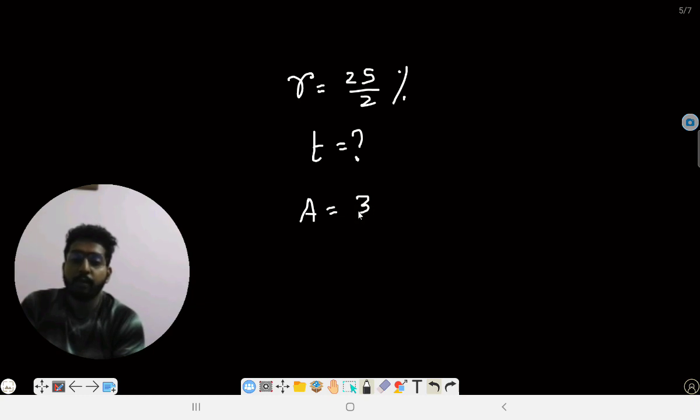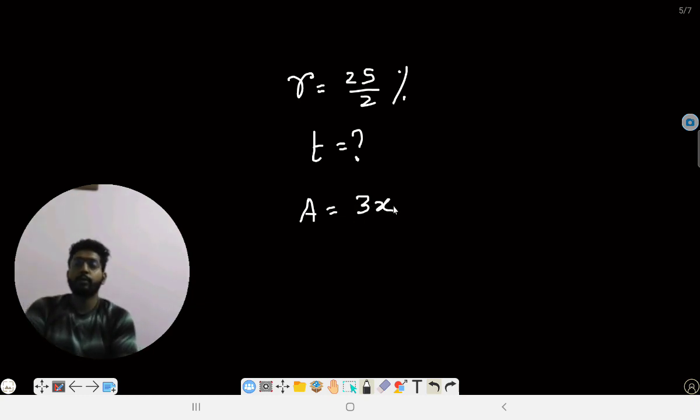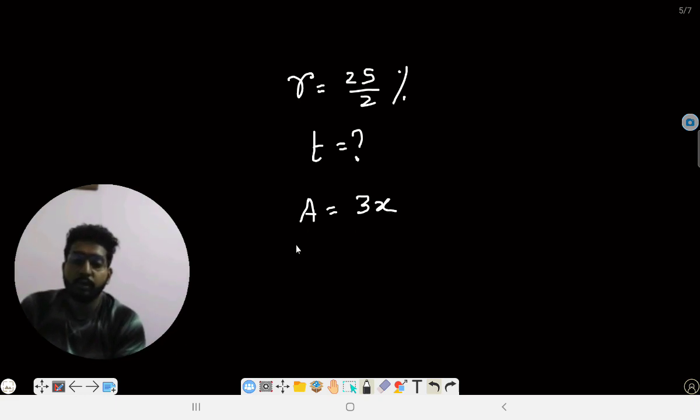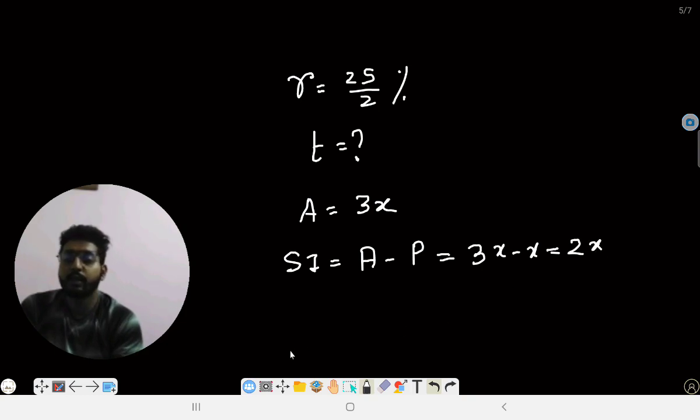Amount will be triple, that means it will be 3x. We have to find the time here. So amount is 3x. First of all you have to find SI. The same thing, SI will be amount minus principal. That means 3x minus x, so that will be 2x. So the SI here is 2x.